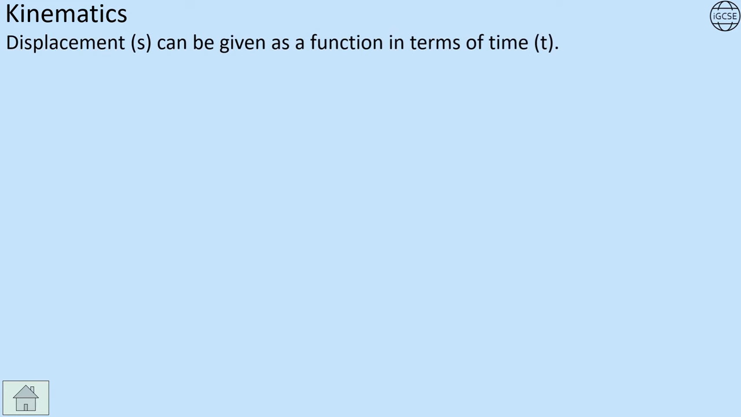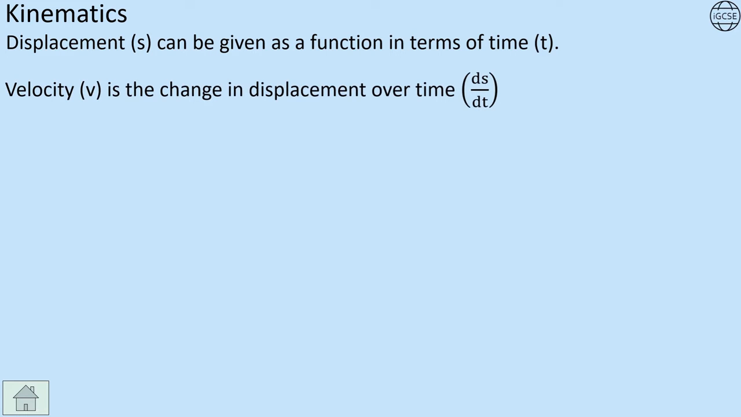So first of all, displacement is normally given the letter s, and that can be given as a function in terms of time t. So what you might think about is, well, when will displacement and time come into play? Well, displacement is similar to distance, and distance and time come into play in relation to speed. The letters used are the ones that are widely used in formulae, which is why we're introducing them to you in this particular lesson. So displacement is usually s, and time is t. So velocity is the change in displacement over time.